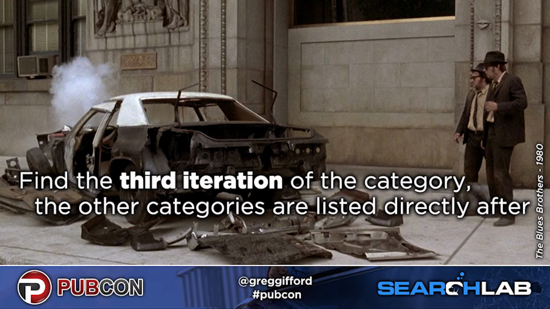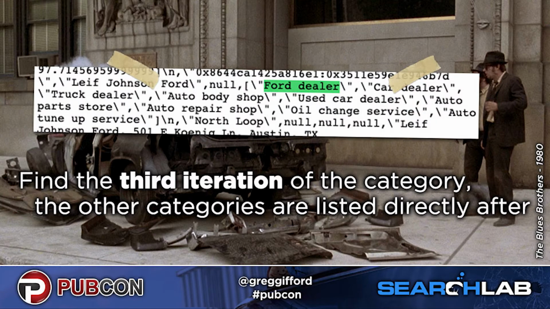It's going to be the third iteration of that category in that source code because the first two appear by reviews. So that third iteration will be the beginning of their category list, and you can see all of the other categories listed directly after that category. It's a really cool trick to see what your competitors have chosen and see kind of how they're thinking and what they're doing in their SEO strategy.